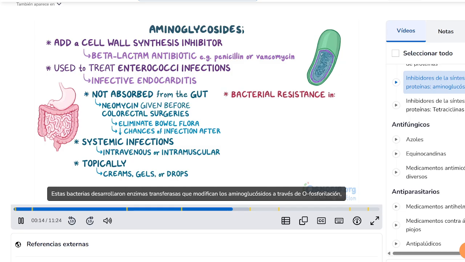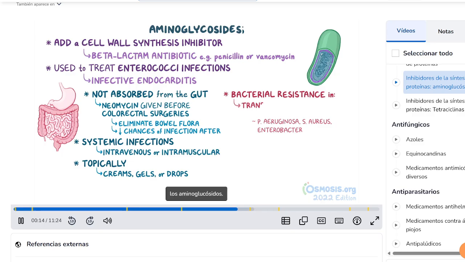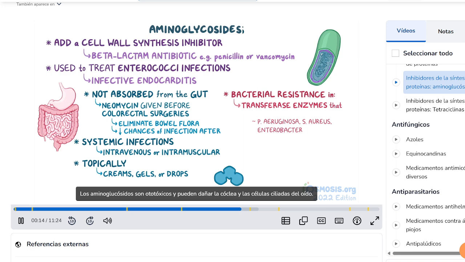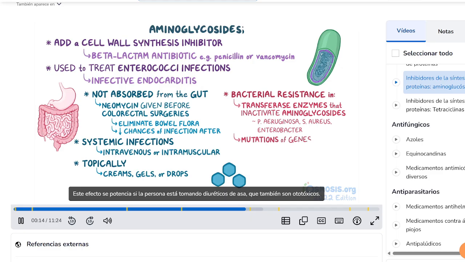Bacterial resistance to the aminoglycosides can be seen in certain strains of Pseudomonas aeruginosa, Staphylococcus aureus, and Enterobacter species. These bacteria develop transferase enzymes that modify aminoglycosides through O-phosphorylation, O-adenylation, or N-acetylation, which inactivates the aminoglycosides. Another important mechanism of bacterial resistance is mutations of the genes that encode for bacterial ribosomal proteins, leading to altered ribosome structure that aminoglycosides cannot bind to.